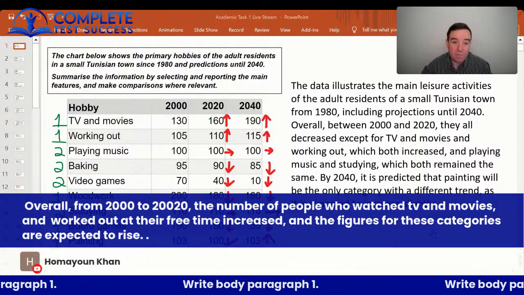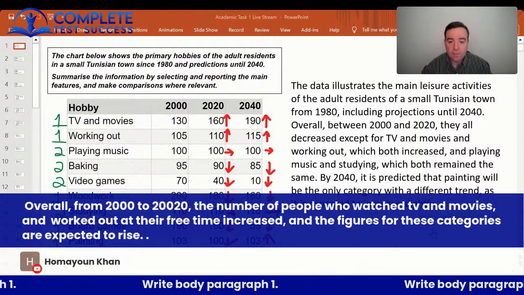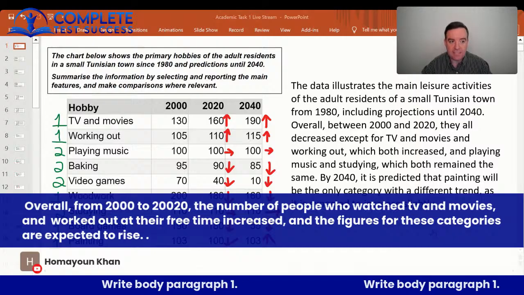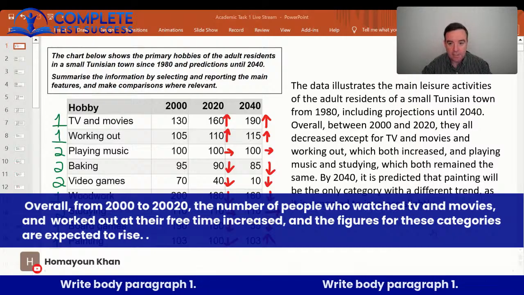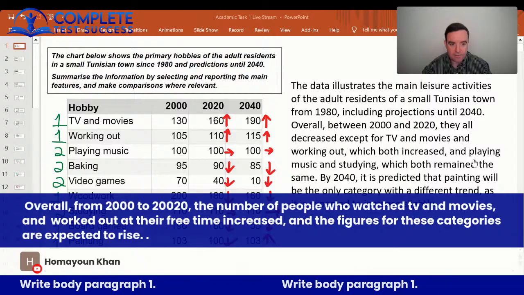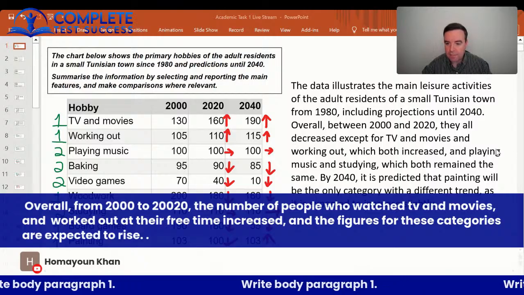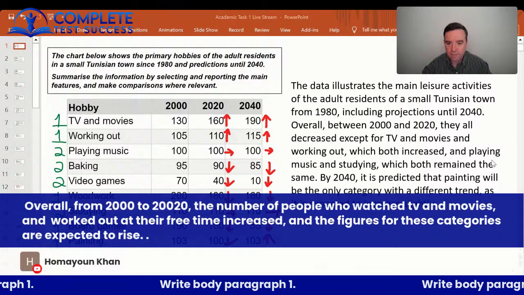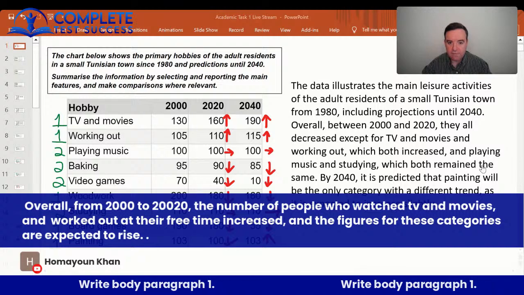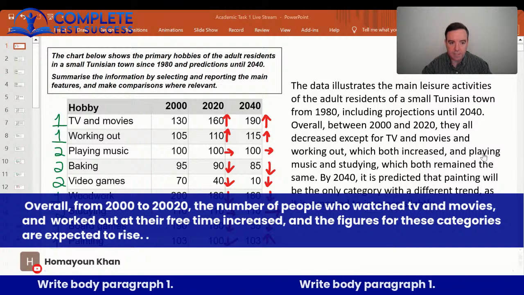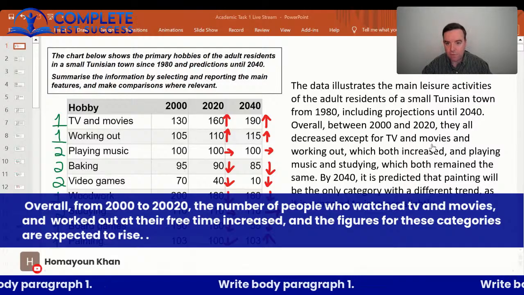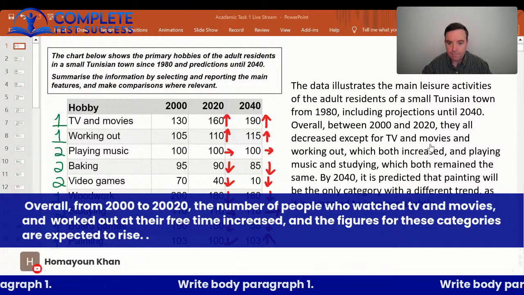It's a typo. I think most examiners would see that as a typo, but potentially that could be seen as inaccurate information. So just be careful. Make sure you're not making those little mistakes. Okay, so overall from 2000 to 2020, the number of people who watched TV and movies and worked out in their free time increased, and the figures for these categories are expected to rise further by 2040.